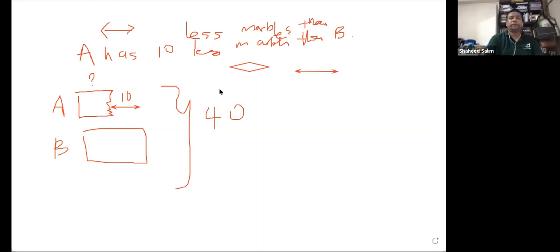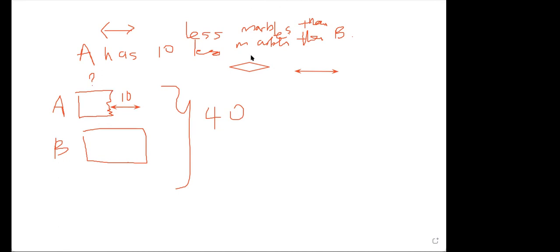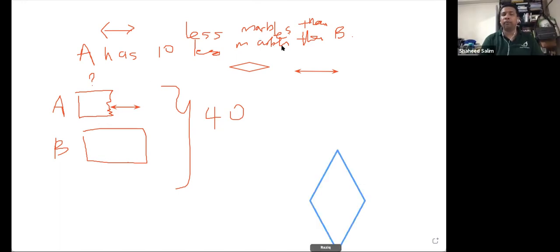Okay, so now you want to know how many units this is, but you don't know. Can you make it into a full unit? Yes, you can. But what do you do to make it into a full unit? Hold on, I draw this now. I make it into a full unit, using a green color. But how do I make it into a full unit?